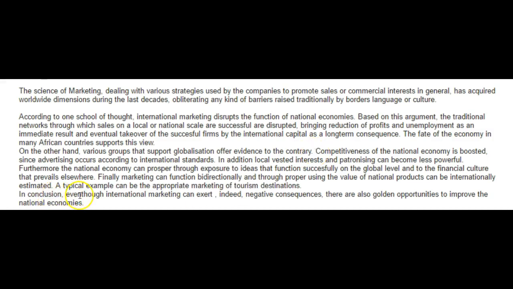In conclusion, although international marketing can exert negative consequences, we don't need this. There are also many opportunities. Golden opportunities is not very academic. It's very much for speech. There are also many opportunities to improve the national economies. Good.